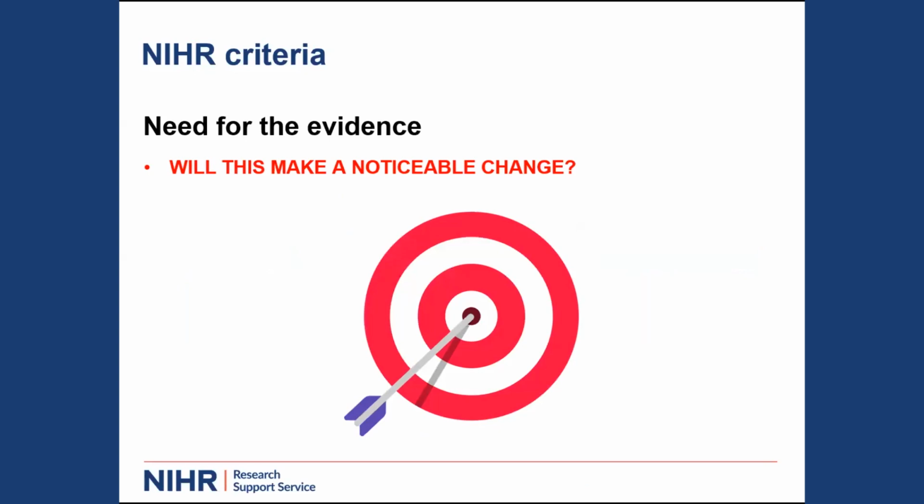So back to those questions. The need for evidence. Will this piece of research that you're planning to do make a noticeable change? For example, are you targeting a large proportion of the population? Particularly important when you are looking at quite a common condition. And also when you're looking at a rare condition, sometimes people have applications that say there's 5 people in the country, and you're going to need to recruit all 5 of those people. So explain the target population you're aiming to recruit.